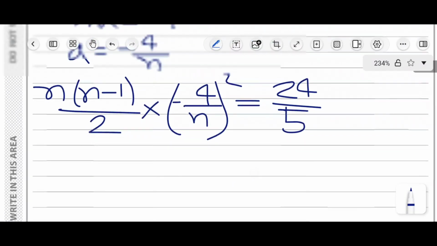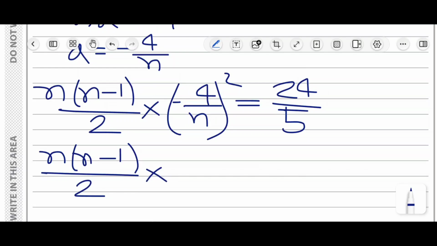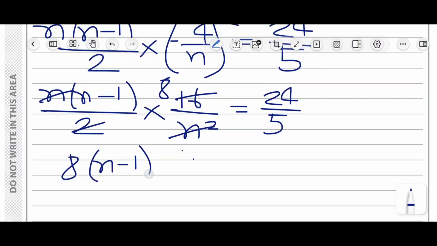So here now I'll solve it. I'll solve it this way: n minus 1 by 2 into, 4 squared is 16 and n squared is n squared, 24 by 5 will remain the same. Then I have 16 here and I have 2 here. So if I cut 16 by 2, I get 8. And this n and this n will cancel, so you can directly write 8 bracket n minus 1 divided by n equals 24 by 5.